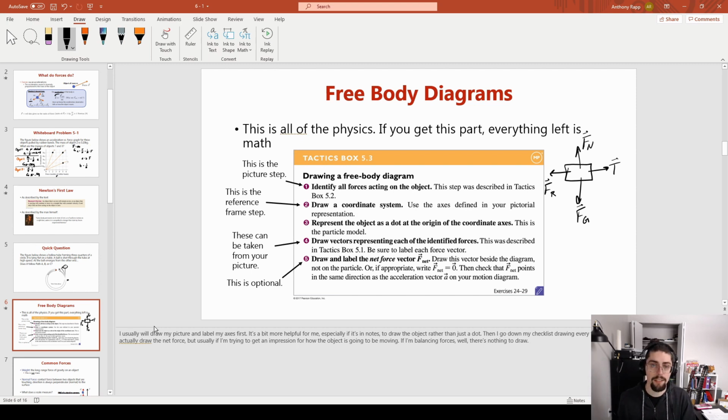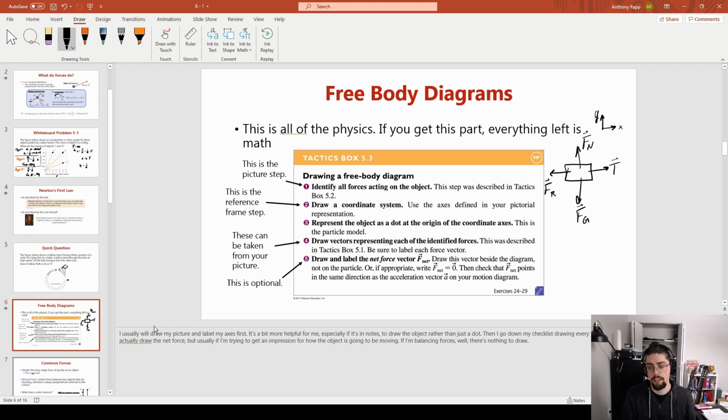Once I have done that, I will think about the axes that I would like to choose for this problem. So perhaps for this one, I'll go with the standard: y is up, x is to the right. There might be reasons to change that though. Depending on what I've got in my picture, I might decide to rotate it, I might decide to flip it, I might decide to do anything with it. I think it's a little bit easier to draw out the forces before I start to draw out my axes, though.